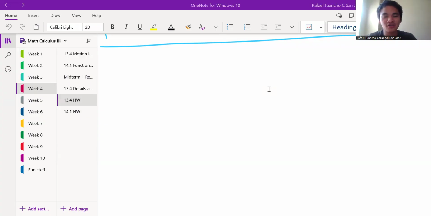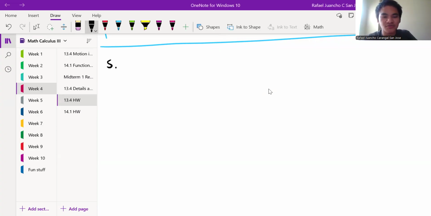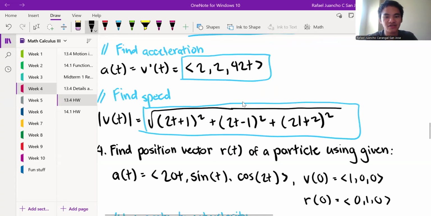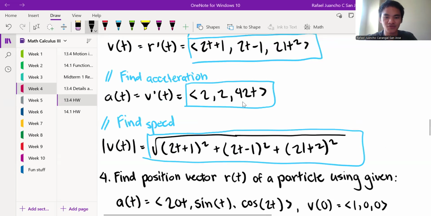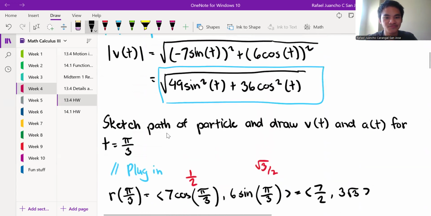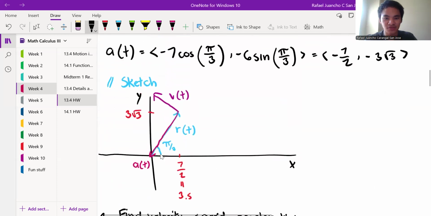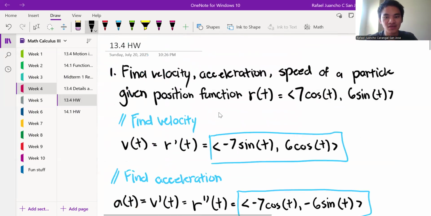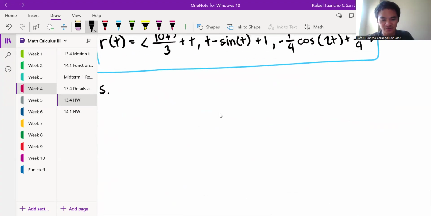So today we're going to be continuing our exercises on velocity, speed, and acceleration. Let's just hop right into it. Last time we talked about number 5. We did some exercises on finding the position vector. We do that by integrating, as well as finding the velocity, speed, and acceleration through differentiating. We also did some sketching, where we sketched the position vector, its velocity, as well as its acceleration vector.